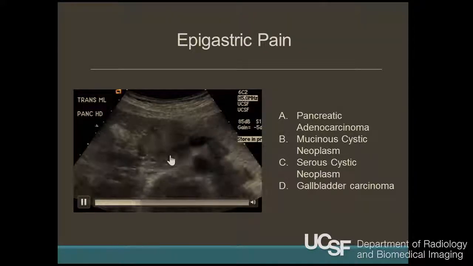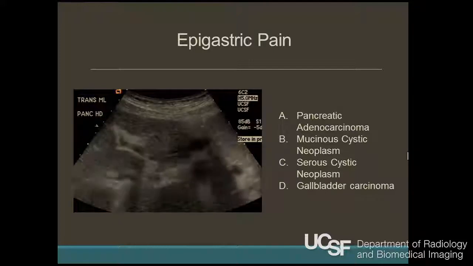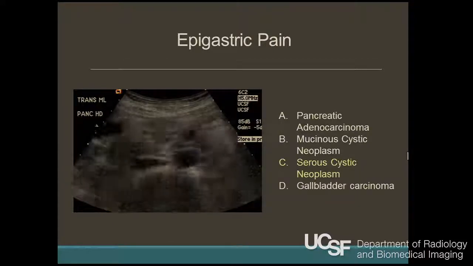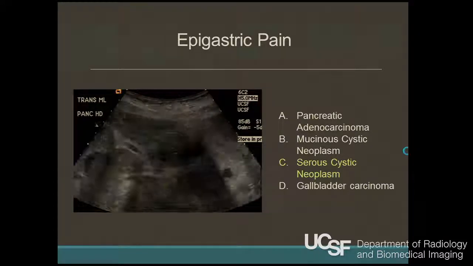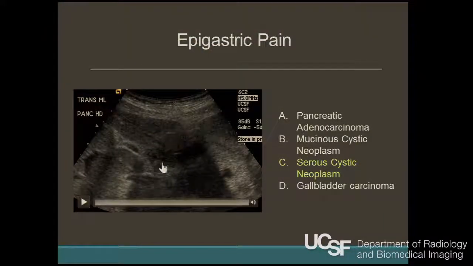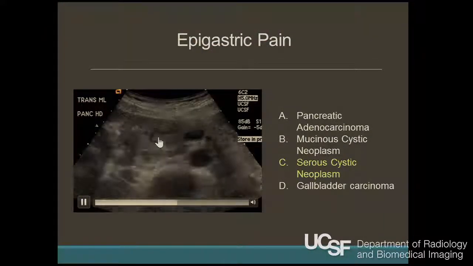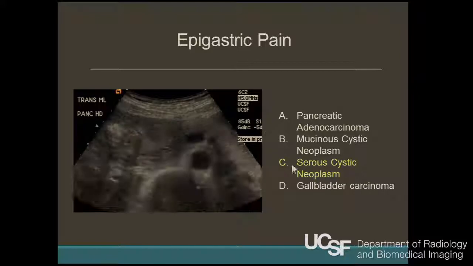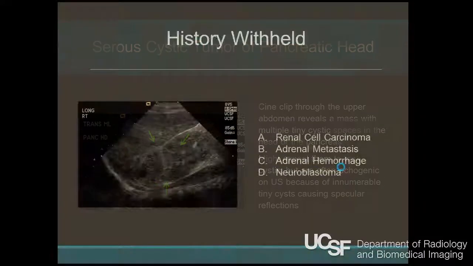We're looking at this structure right here. That's a serous cystic neoplasm of the pancreatic head. These are the microcystic tumors, as they used to be called. But it's good to know your anatomy, where you are, where you're looking, so you can identify what structure this is in, and then know that you're in the pancreas.